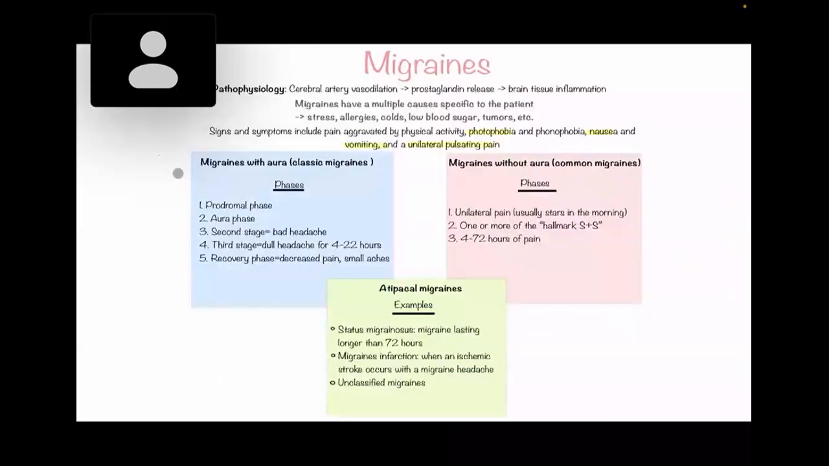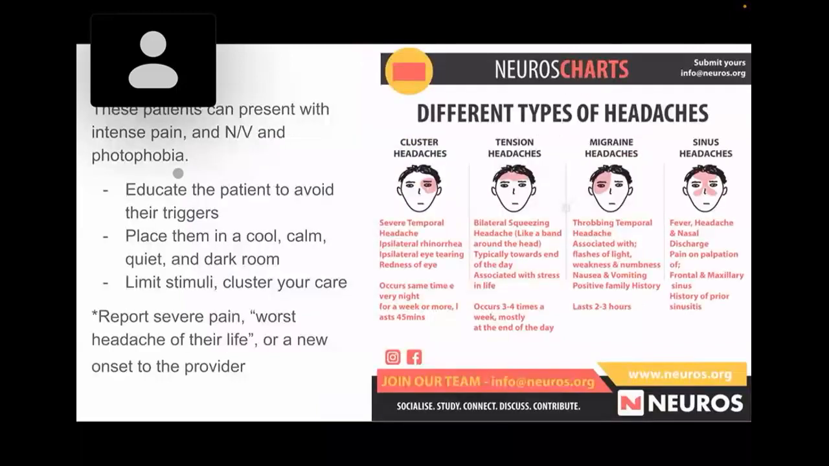With migraines, these are caused by many different things, such as stress, allergies, cold, low blood sugar, tumors, etc. This slide is pretty lengthy on migraines. Don't focus too much about it. Just note that some patients with migraines can have an aura, but regardless, they will have a very bad headache, usually accompanied by photophobia, nausea, vomiting, and a unilateral pulsating pain. Okay, so don't stress too much about this slide. It's got a lot on it. Just note that some have auras and some don't, but no matter what, our nursing care is going to stay the same.